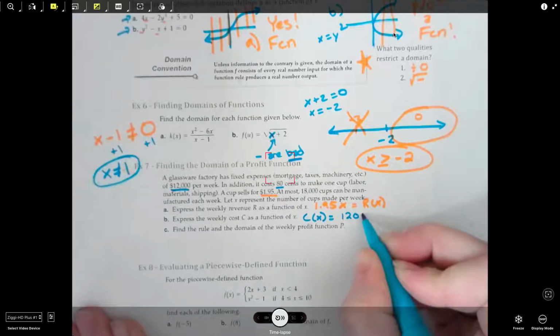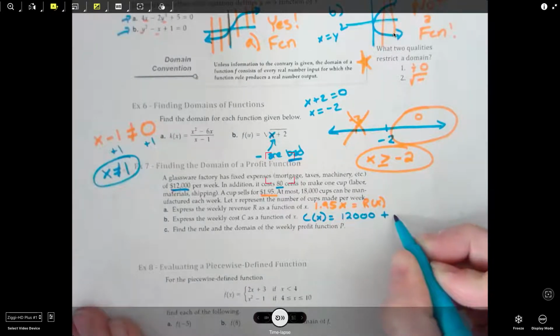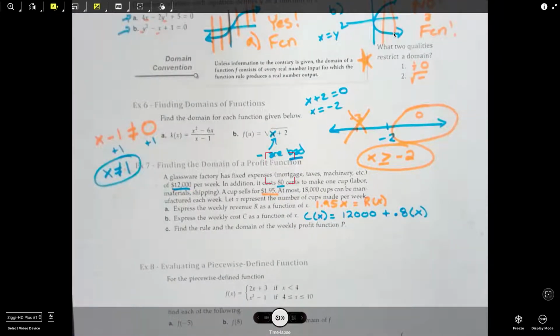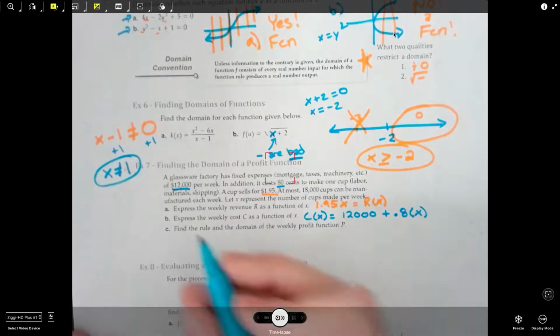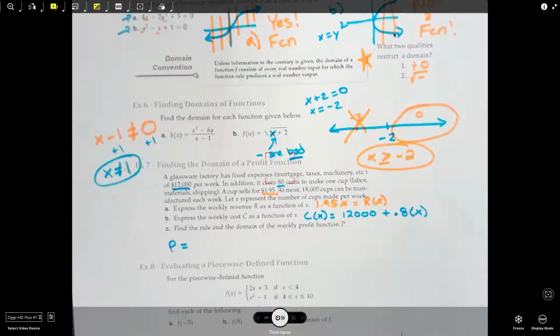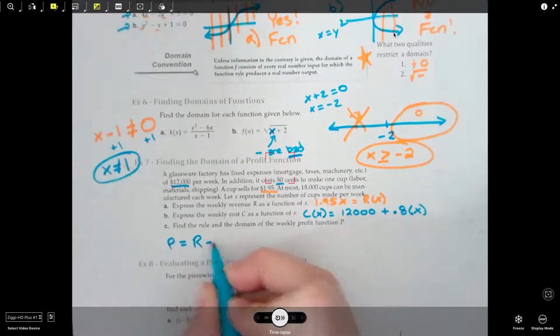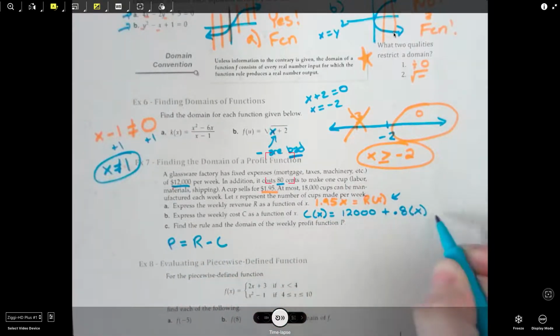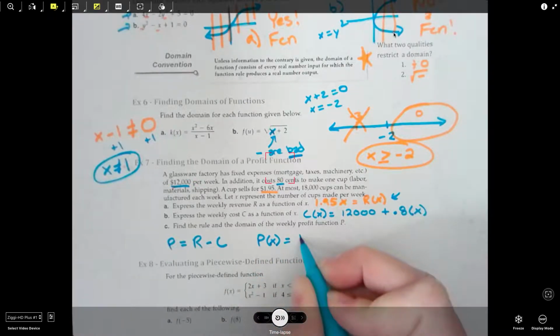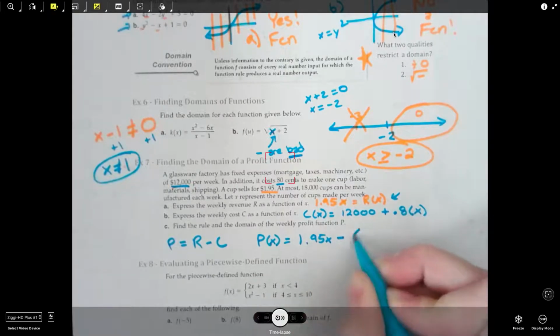Yeah, 12,000 no matter what is how much it's going to cost me, plus 80 cents a cup. So I'm going to do 0.8 times X. Those are my costs. Okay, now, do you know how to calculate profit? Just think about what profit is. How do you find profit? Yeah, revenue minus cost. So basically I'm taking this equation and subtracting out those. So profit of X equals the 1.95X minus this jump.